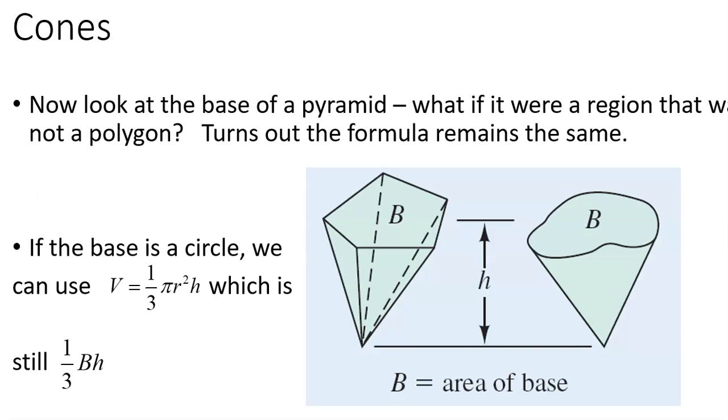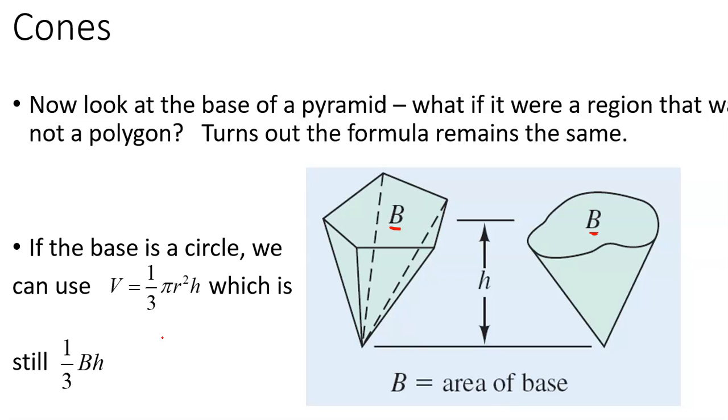So now compare the two of these things. What if the base is not a polygon? Well, it turns out that it doesn't matter. The formula remains exactly the same. In this case, this is an area of the base for a polygon. This thing is not a polygon. Okay, in fact, it's not even a circle. It's just an irregular region, as we call it. But it's still the same thing, right?